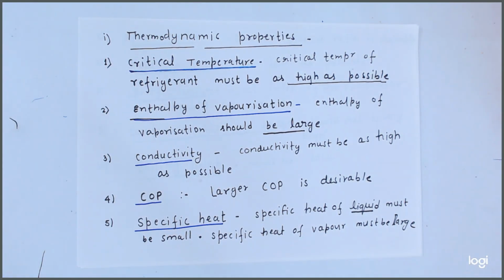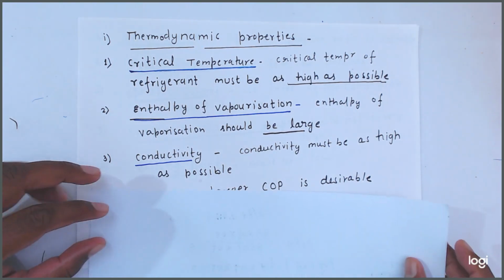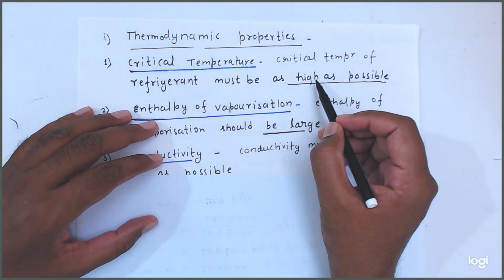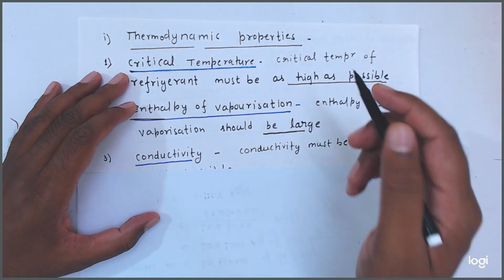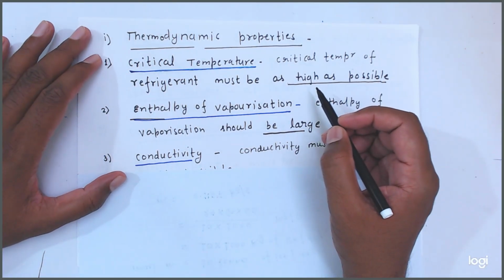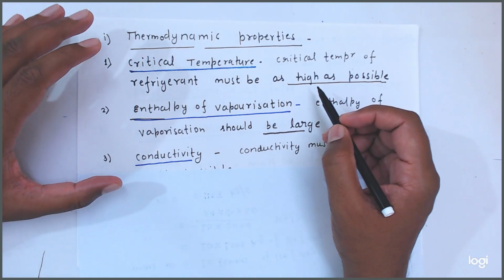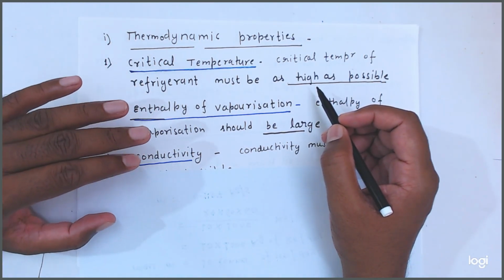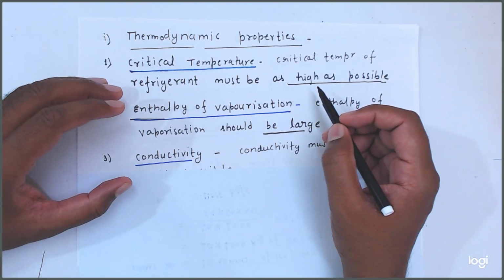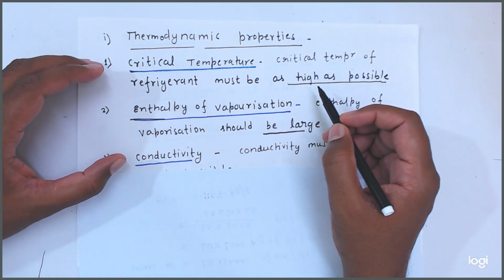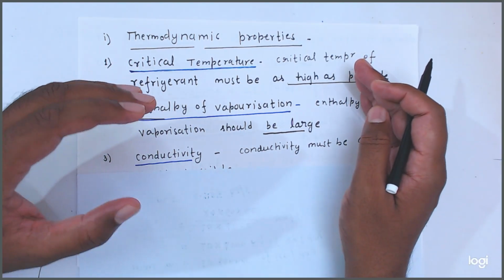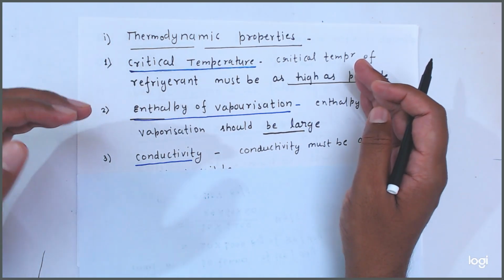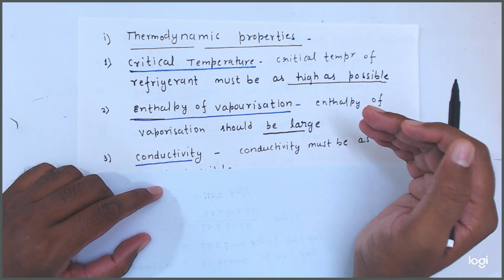The critical temperature of the refrigerant should be as high as possible. Why? Because, friends, if the critical temperature is low, what happens? The liquid will not condense, because however much pressure you give above the critical temperature, the refrigerant will not condense. But we know the property of the refrigerant is that it will evaporate, come in the vapor form, then reject heat and come in the liquid form. But above the critical temperature, it will not condense.